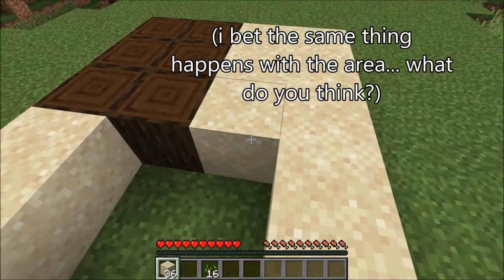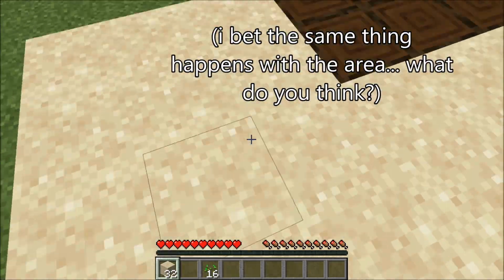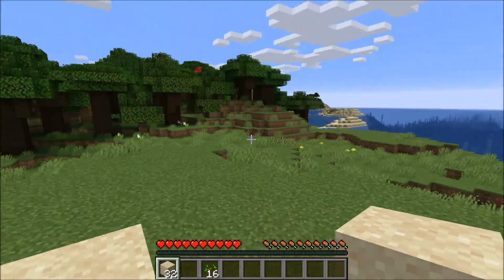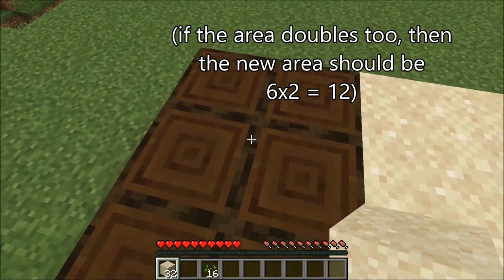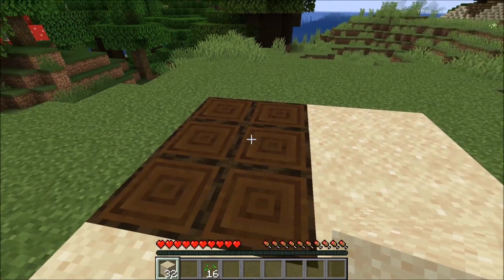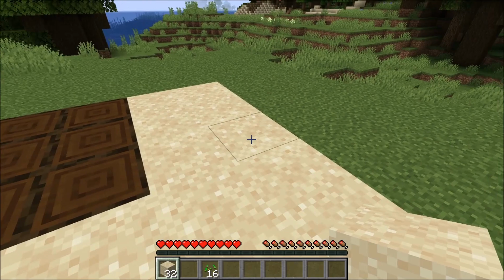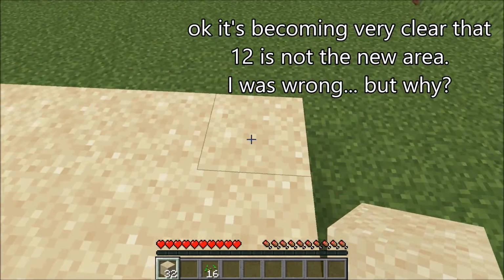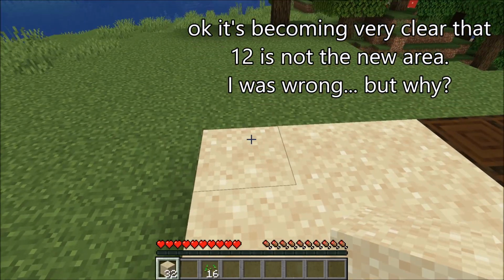Let's see what happens though with the area. So I'm going to fill the rest of this rectangle in so we can actually count the squares inside of it. So if we count this up, we see 1, 2, 3, 4, 5, 6, 7, 8, 9, 10, 11, 12, 13, 14, 15, 16, 17, 18, 19, 20, 21, 22, 23, 24.